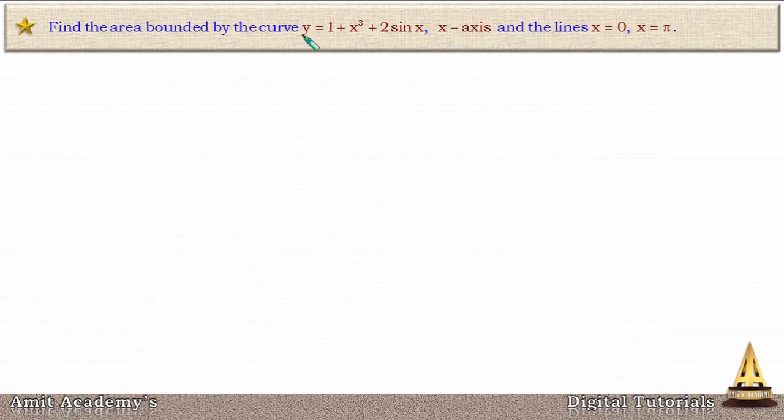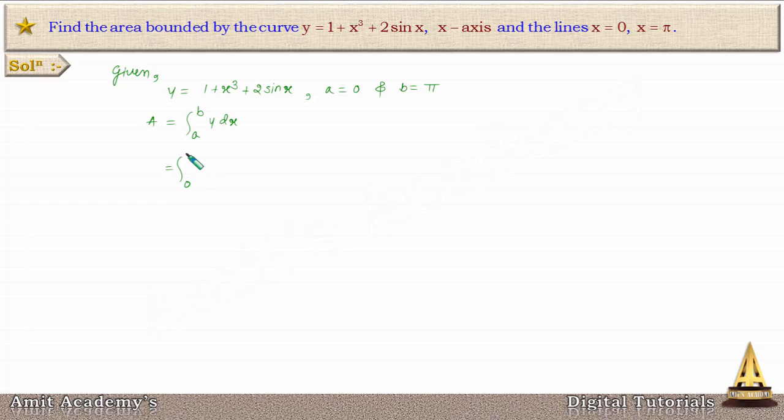Find the area bounded by the curve y is equal to 1 plus x cube plus 2 sine x, x axis and the lines x is equal to 0, x is equal to pi. In solution, given y is equal to 1 plus x cube plus 2 sine x. Now, the first value of x is A and the second value of x is B. So, A is equal to 0 and B is equal to pi. And the formula for A is integration from A to B y dx. So, is equal to integration, now A is 0, B is pi and y is 1 plus x cube plus 2 sine x.